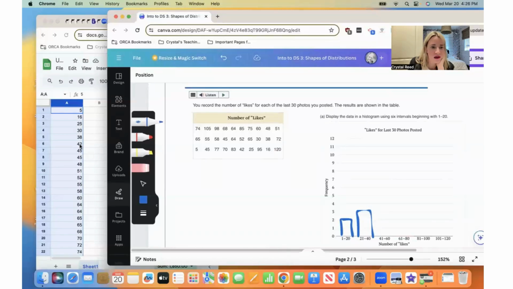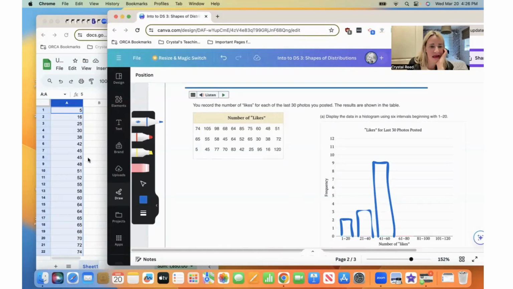41 through 60. So 1, 2, 3, 4, 5, 6, 7, 8, 9, including the 60. So we have 9 photos for that one. All the way up to 9. It's a good bar graph there.